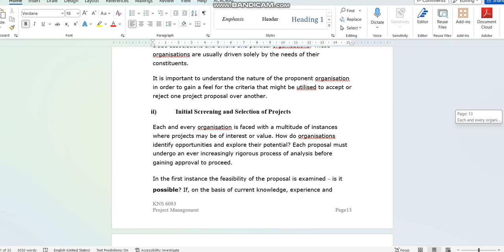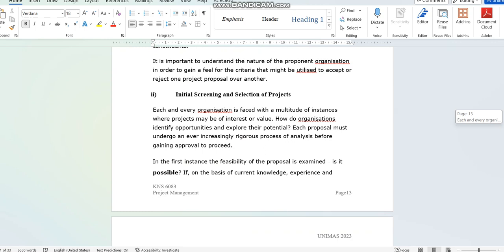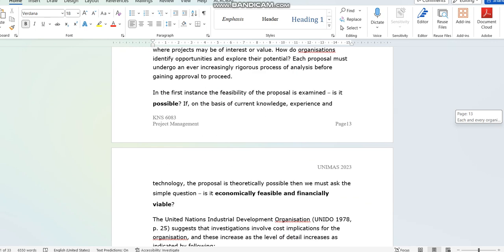Depending on which point you come from, whether you are a government, or private sector, or a non-profit organization, you need to screen your project and select your project carefully. Normally there are two things that we need to understand. Is this project technically doable? That is very important.